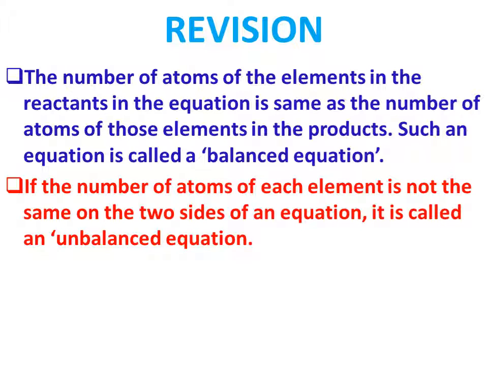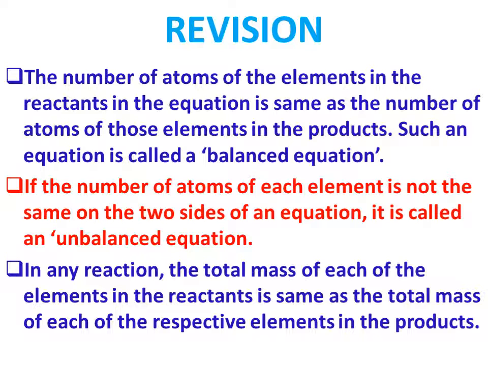If the number of atoms of each element is not the same on the two sides of an equation, it is called an unbalanced equation. In any reaction, the total mass of each element in the reactants is the same as the total mass of each respective element in the products.